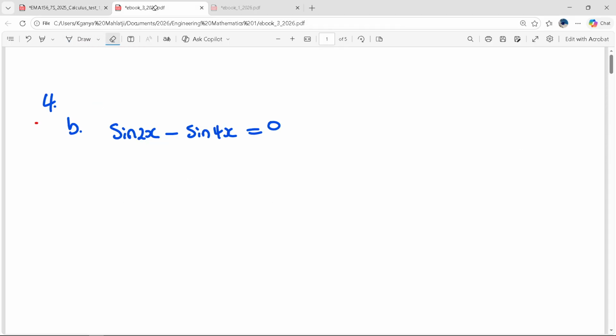We have sine 2x minus sine 4x equals 0. Here, what we need is to make sure we have the same angle variable. If we have x, we must have x. If we use 2x, they must all have 2x. They must have a common or the same angle variable.